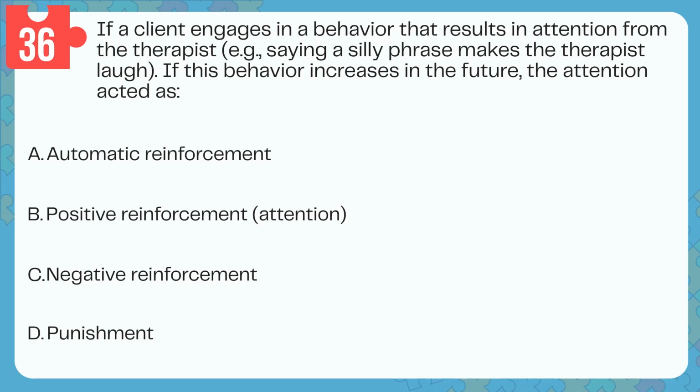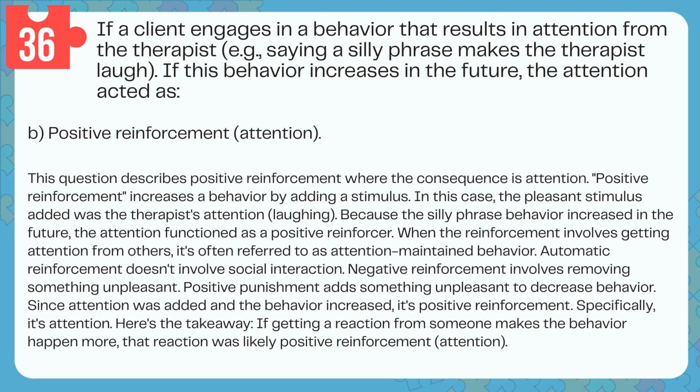Answer B. Positive reinforcement. Tangible. This question describes a specific type of positive reinforcement, where the consequence is gaining access to a tangible item or activity. Positive reinforcement means adding a stimulus after a behavior makes the behavior more likely in the future. In this case, the pleasant stimulus added was the preferred toy/activity. The question specifies the behavior leads to getting an item, fitting the tangible function.